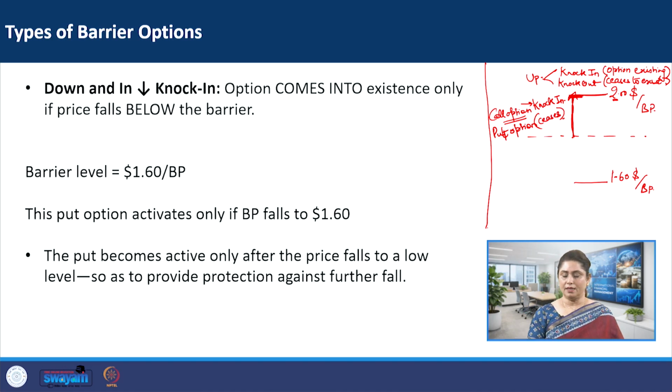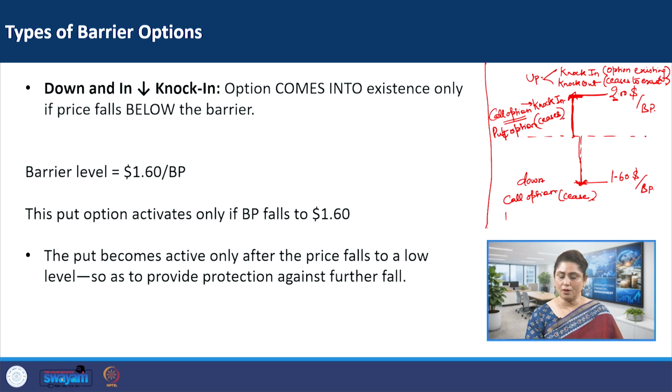Now similarly, let's go down here. First of all, it is a down case. The price of the British pound has gone down to 1.60. Now in this down case two things can happen. If you have a call option, you will feel that the price is already down and it is expected to go down further. So when you are feeling like that, you may say, why should I actually enter into the option contract? So the option is going to cease.